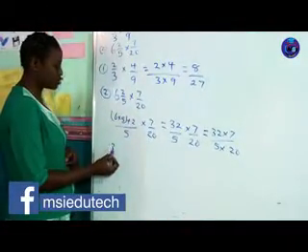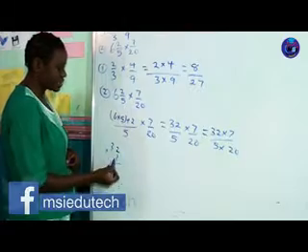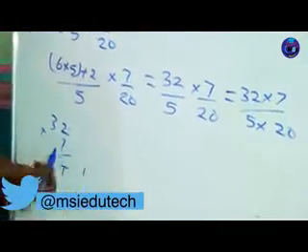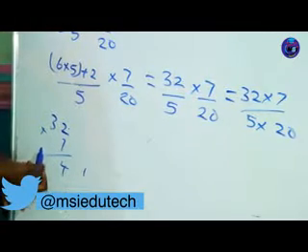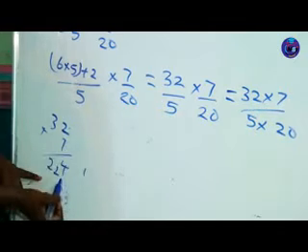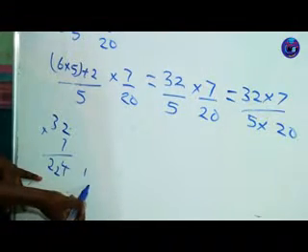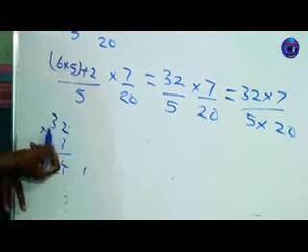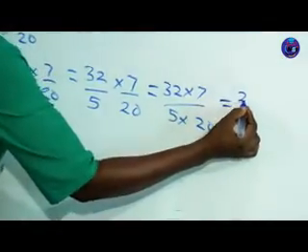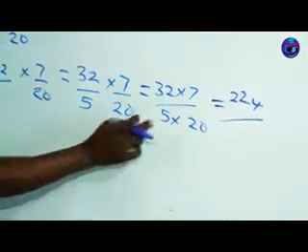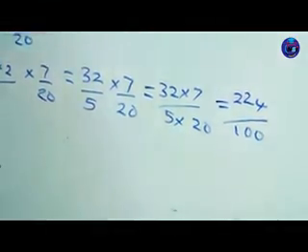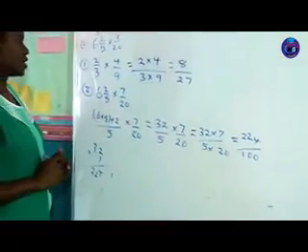Now let's take 32 times 7. 7 times 2, 14. Write 4, lift 1. 7 times 3, 21, plus 1, 22. So I have 224 all over. 5 times 20 is 100.